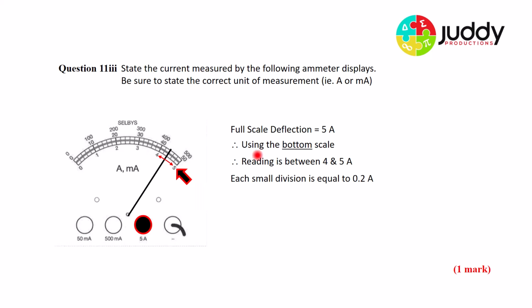That represents a difference of 1 amp and there's 5 divisions. So each one of these small divisions, 1 divided by 5, will be equal to 0.2 of an amp. So this particular needle is measuring 4.2, 4.4. This would be 4.4 amps.